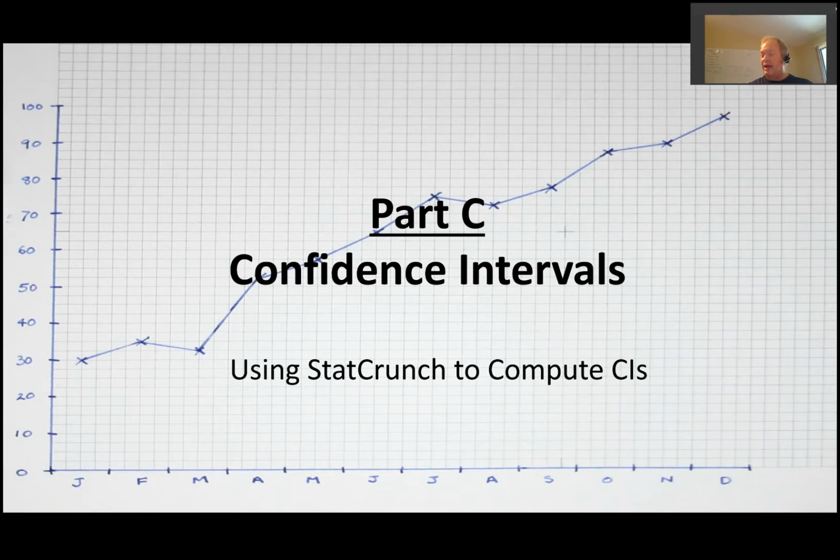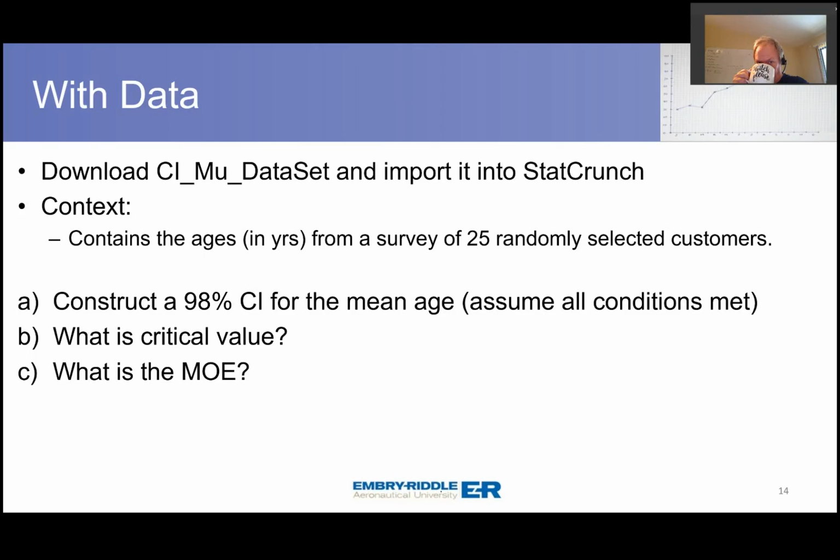Okay, so let's see how to use StatCrunch now to actually compute these confidence intervals. So you have this data set downloaded and imported into StatCrunch. The context, what you're looking at in that data set, is the ages from a survey of 25 randomly selected customers. And we want to compute the 98% confidence interval for the mean age. We're going to assume all the conditions are met.